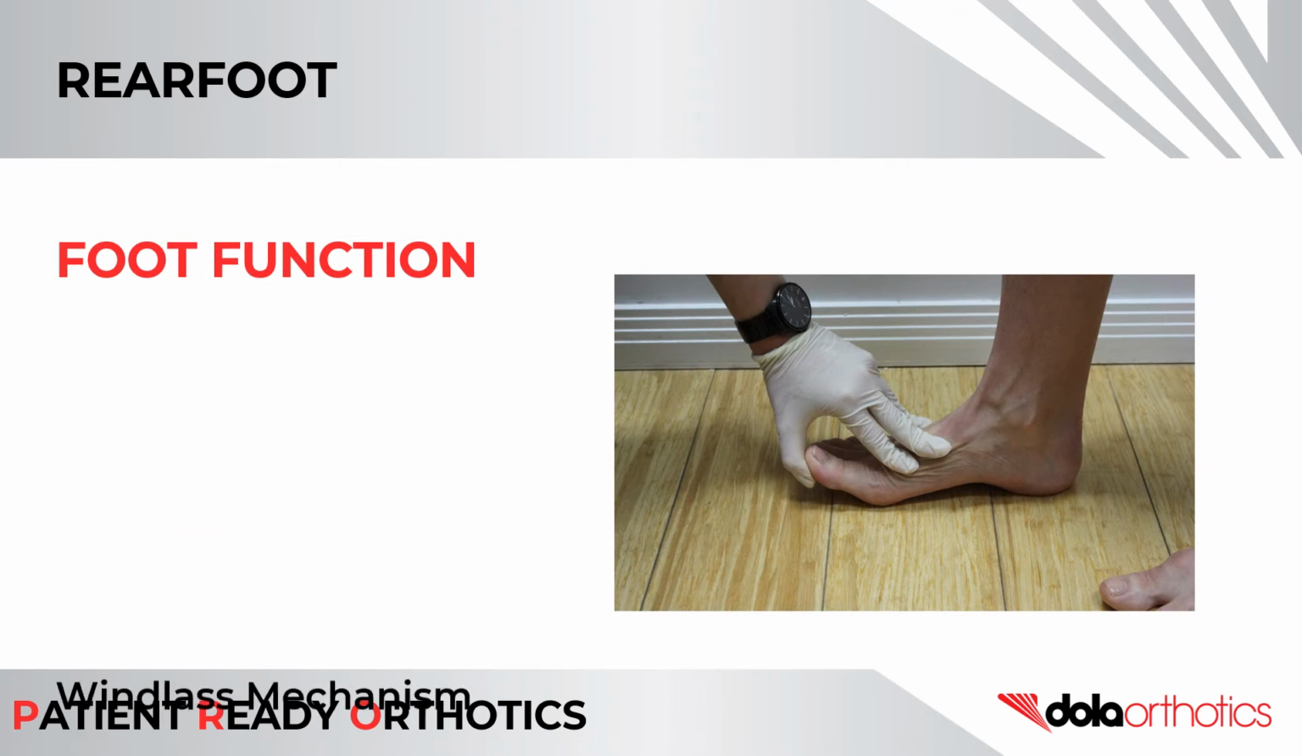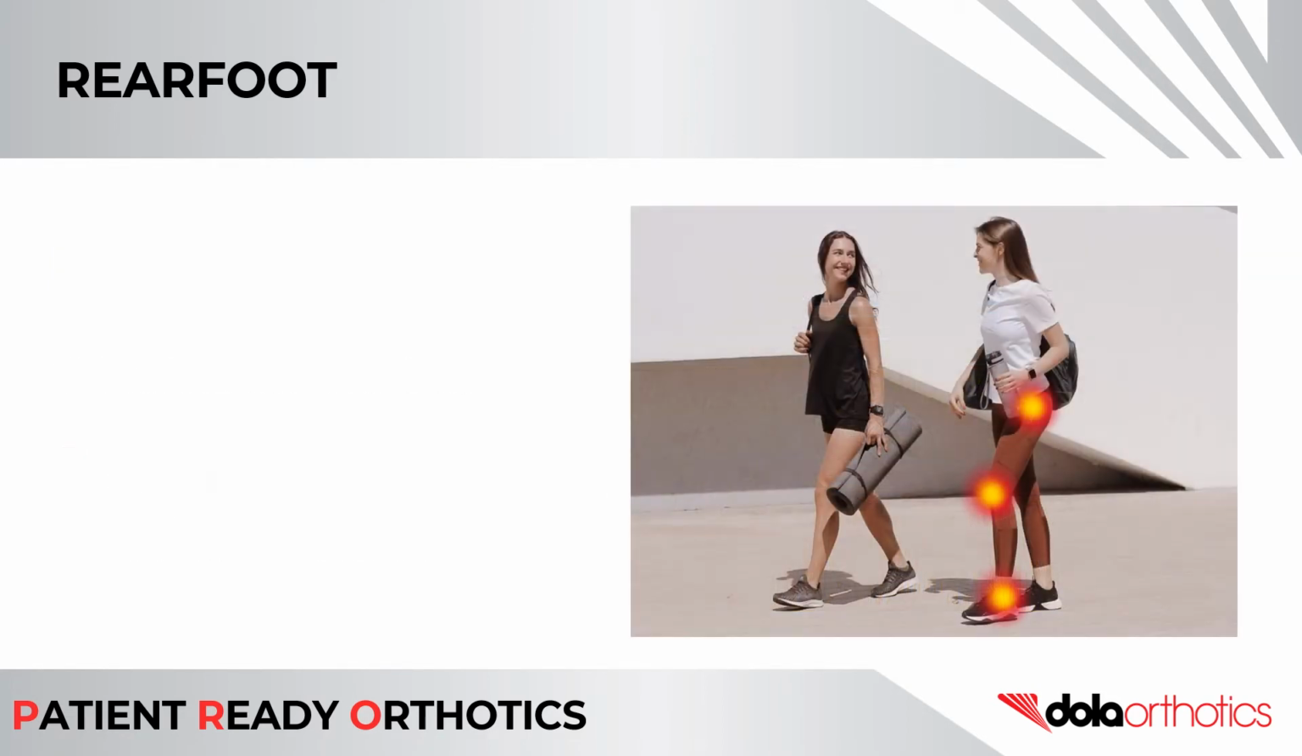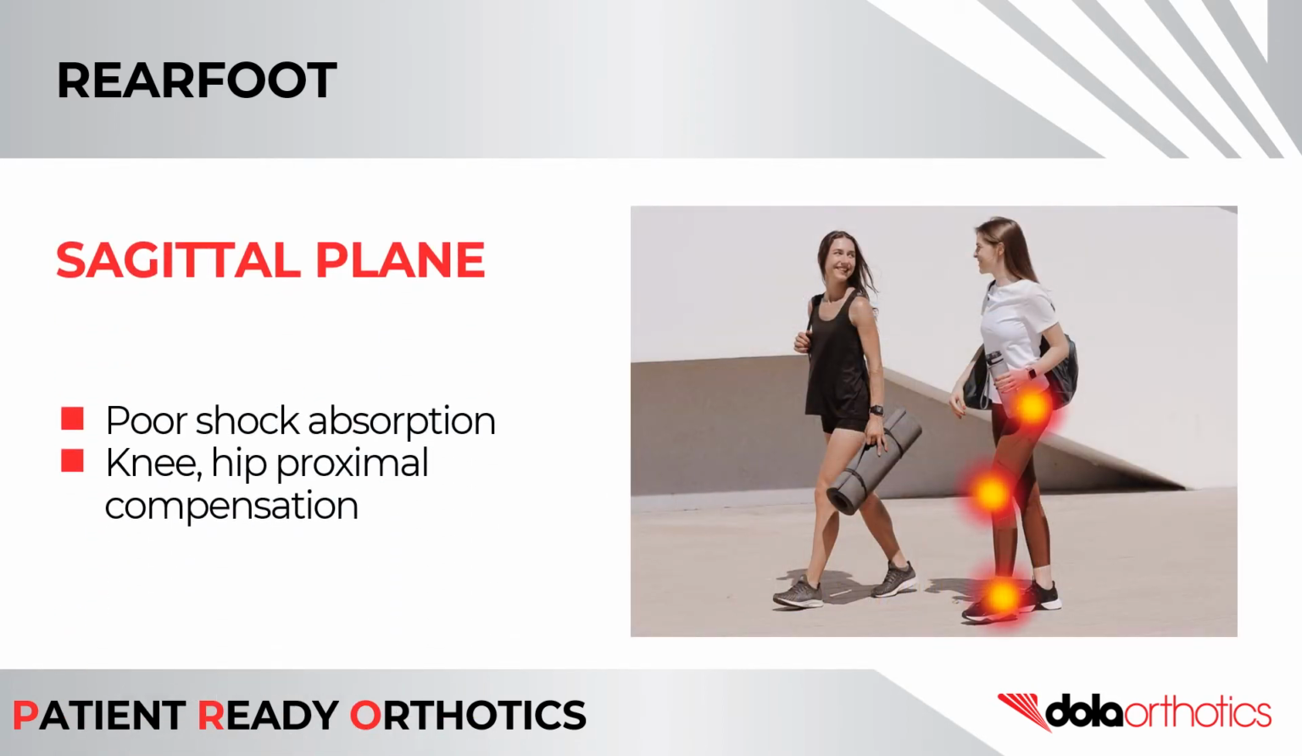On functional examination of the windlass mechanism with Jack's test, results may include a reduced range of motion compared to non-weight bearing, high force needed for activation, or a delay in initiation. Poor shock absorption, impaired sagittal plane function, or proximal compensations may increase the tissue stress on the posterior foot structures beyond their capacity.